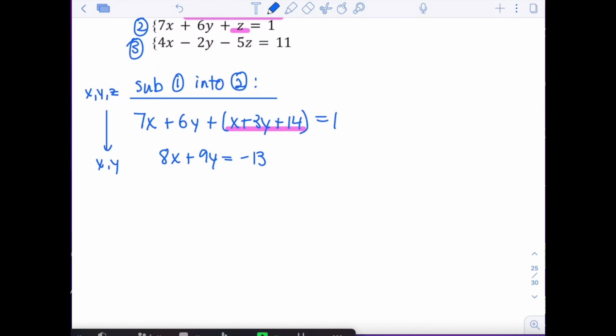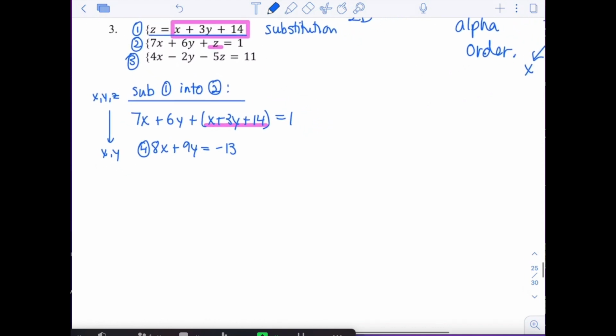Now, if I had another equation, I would be able to solve this. Let's call this equation 4. If I had a fifth equation with just x and y, I would be able to solve this system. So if I look, well, I can't sub 1 back into itself. I've already subbed 1 into 2. So my next most obvious step should be to sub 1 into 3. Let's see what happens when we do that.